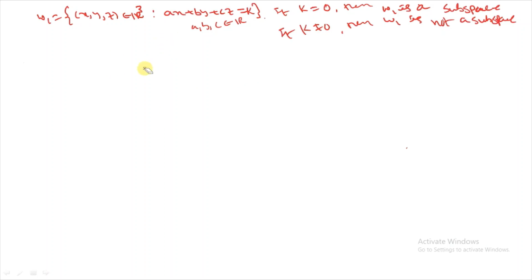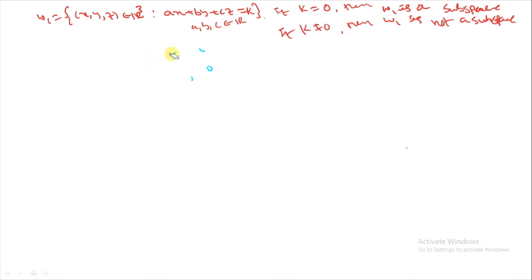Suppose 2x + 3y + 4z equal to 2. It's not a subspace because the zero element does not belong to W1. If zero belonged to W1, it must satisfy this condition. Zero does not belong to W1. That means the vector identity is not there, so it's not a subspace. You can give any reason. You can give this reason, or by taking any two elements as the reason.